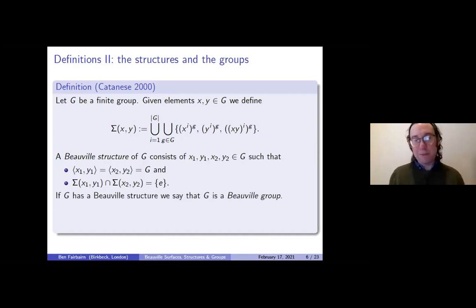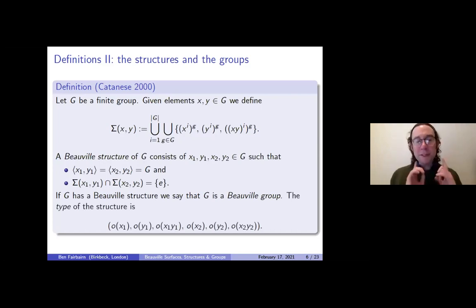So if our group has a Beauville structure, we call it a Beauville group. And more to the point, the type of the structure is the orders of the xi's, yi's, and their product.